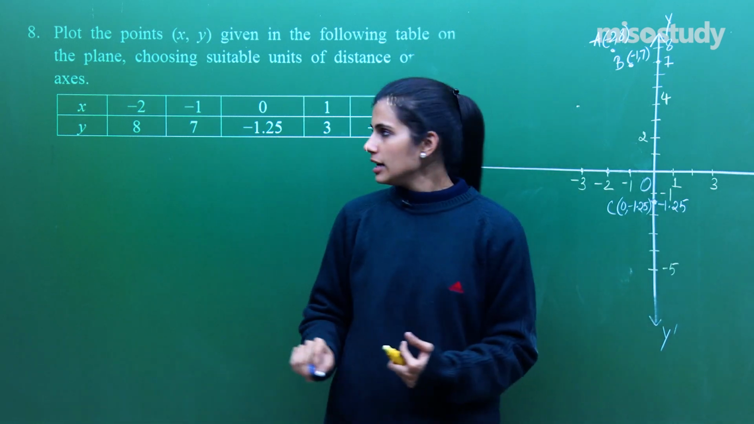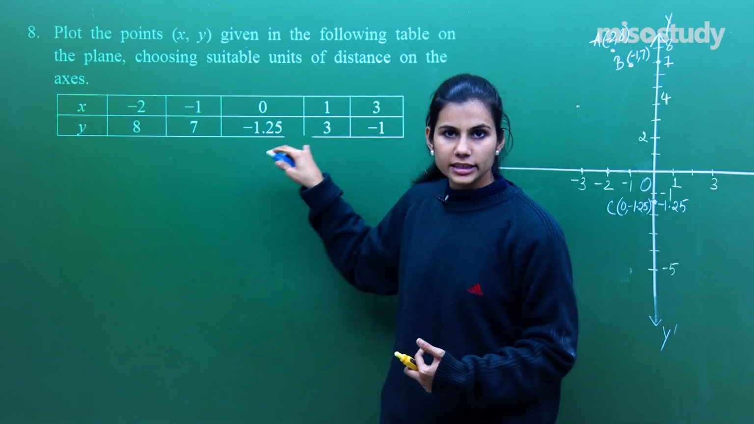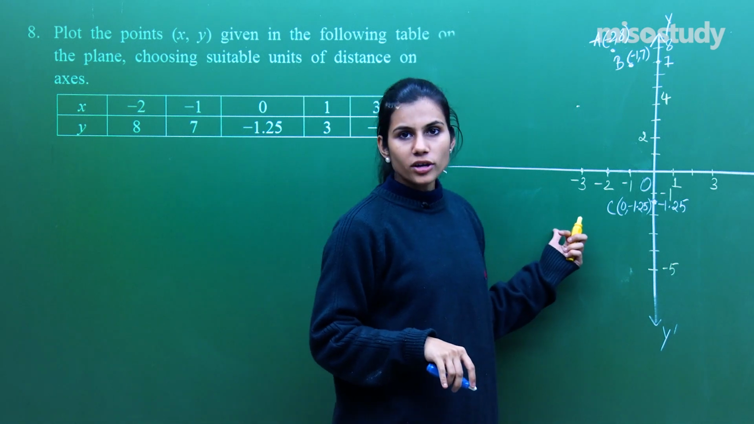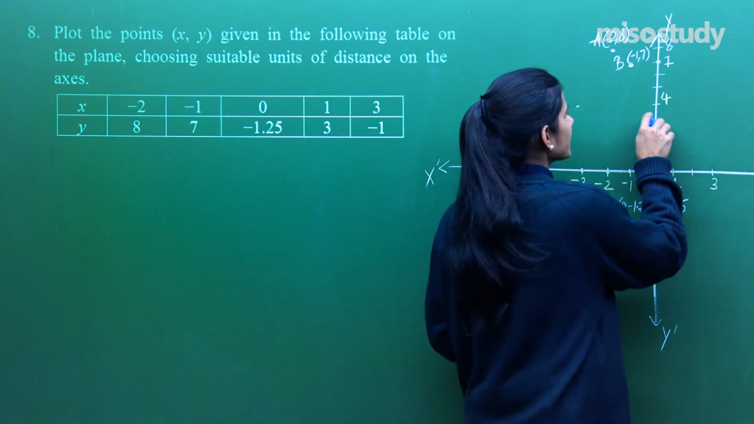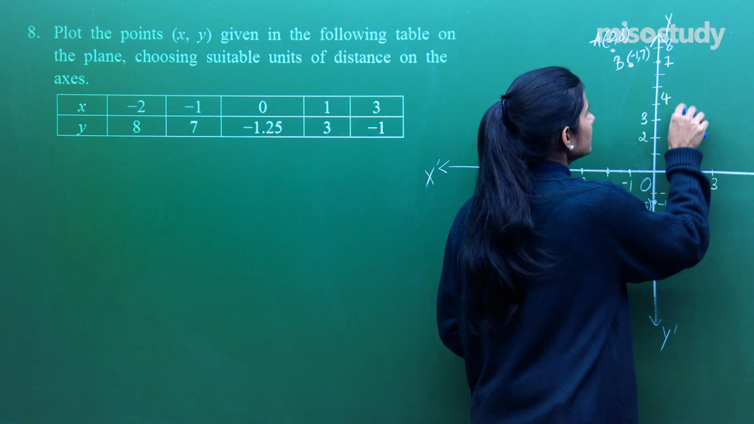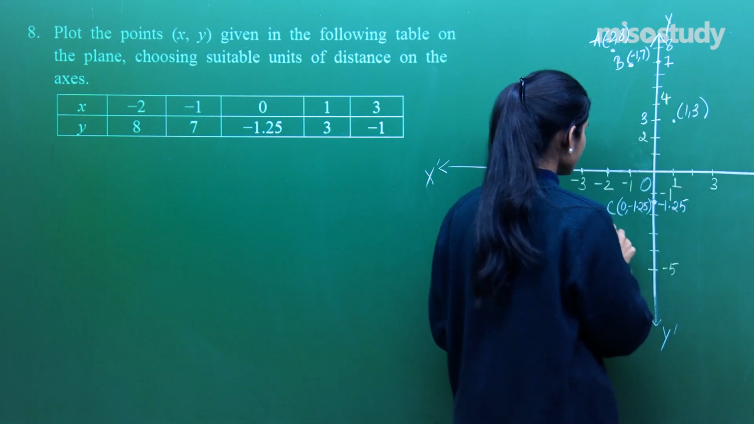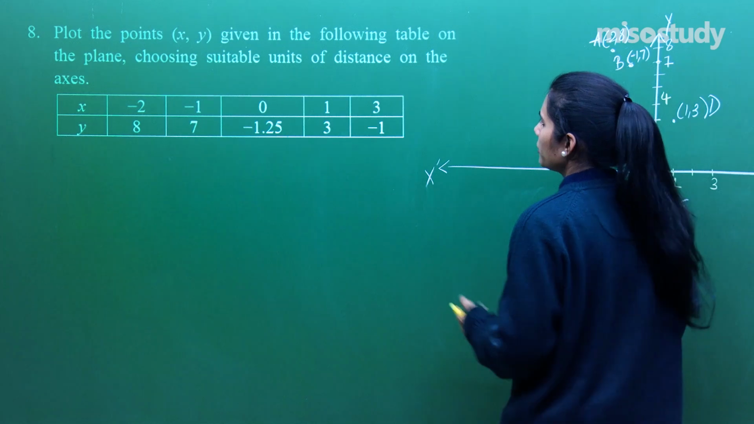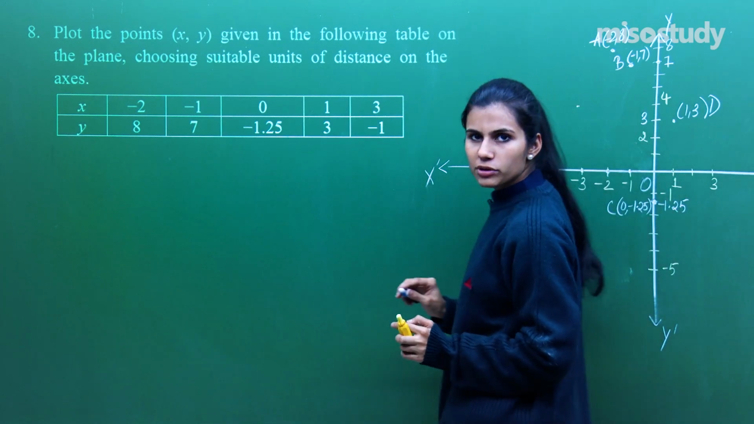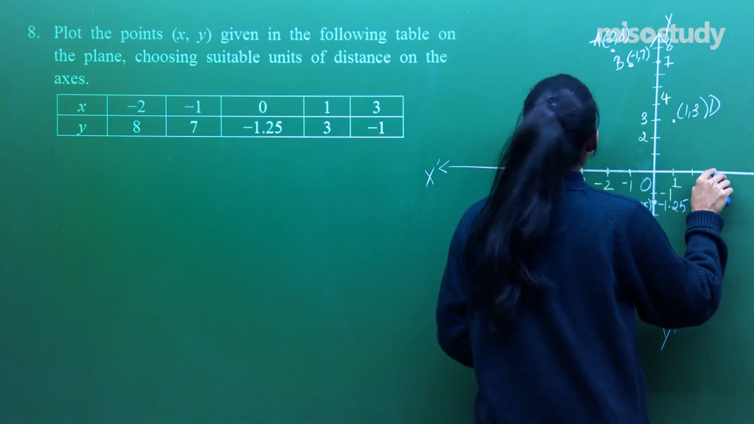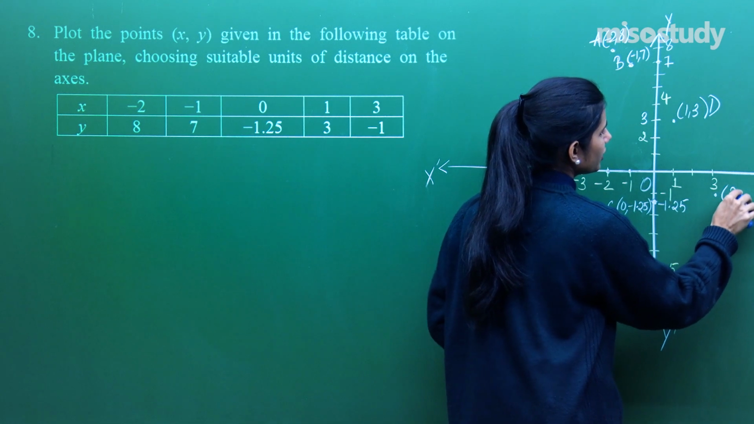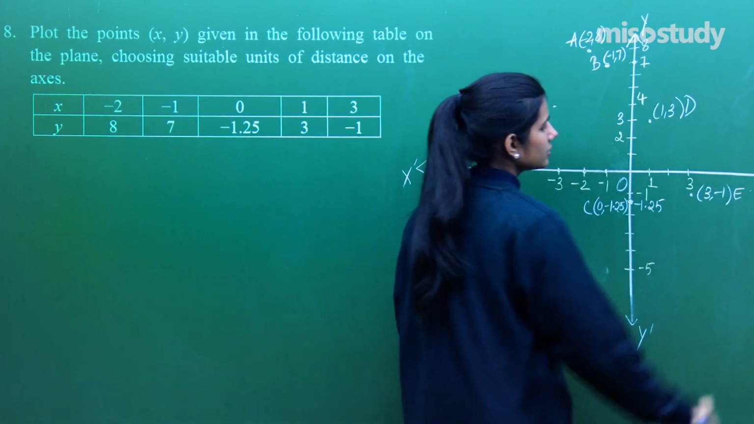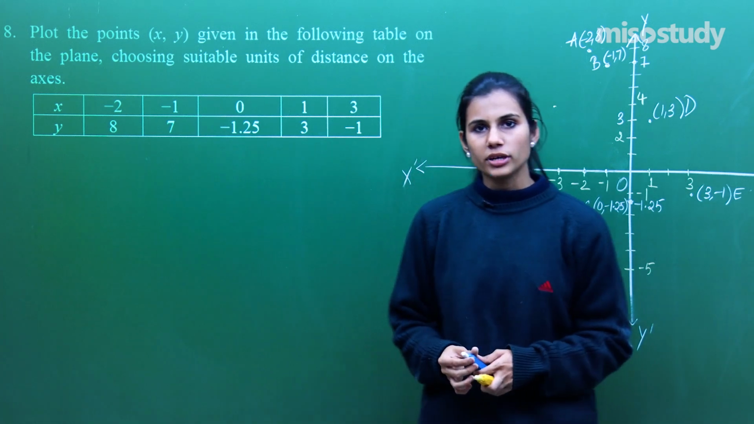Is it clear? After that you have 1 comma 3. Where will you plot it? Move 1 unit along positive x-axis and 3 units along positive y-axis. You will get the point 1 comma 3. Say this is D. Then you have 3 comma minus 1: move 3 units along positive x-axis and 1 unit along negative y-axis. This gives you the point 3 comma minus 1. That's how you plot the points.